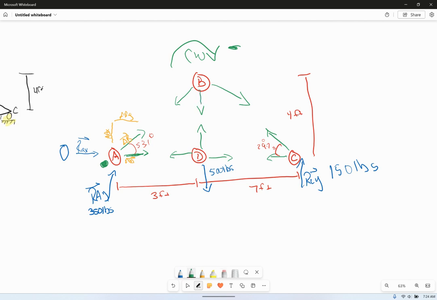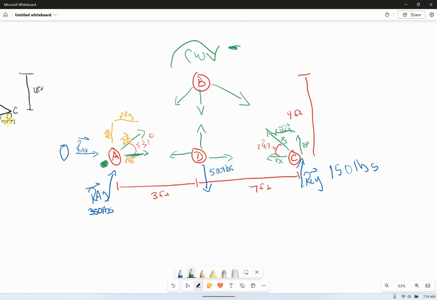C is very similar to A. I've got my force going up, but I would still need to find this. We'll call this BCX vector. I would still need to find this, which we'll call our BCY vector. And then I need to find the BC here and then the DC here. But A and C are pretty much the same, so we could work either one of those.